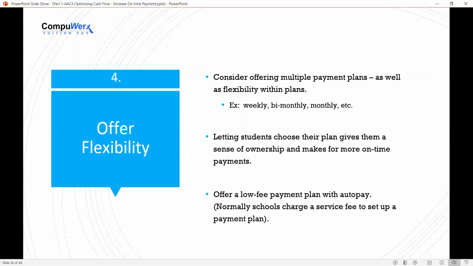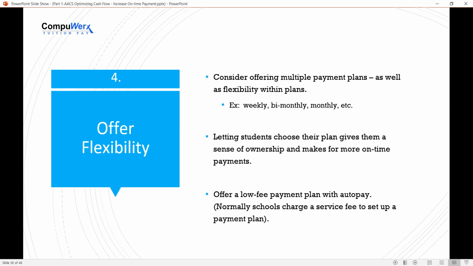Offer flexibility. Consider offering multiple payment plans as well as flexibility within the payment plan. You probably want to offer multiple payment plans for different students. Most students could do monthly payment plans, but for maybe a few, they could do bi-monthly or weekly. So work with them and help them be able to pay the tuition bills.